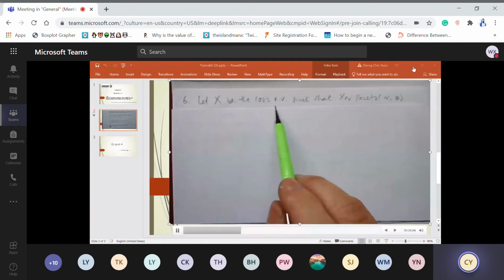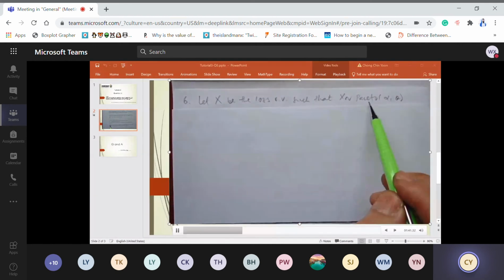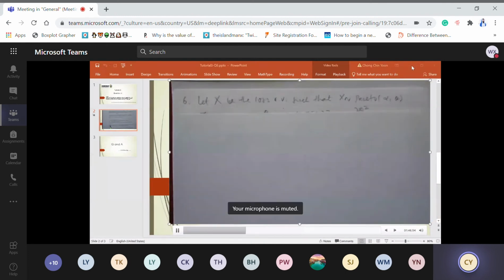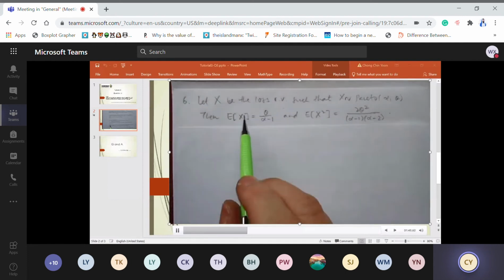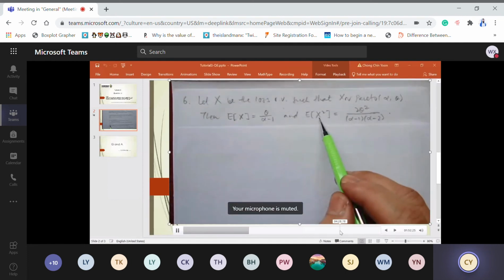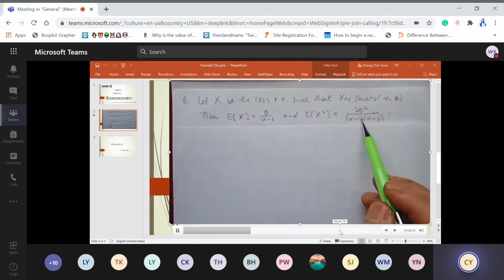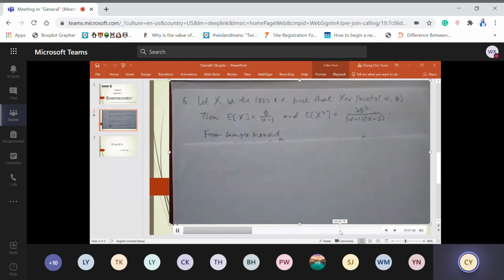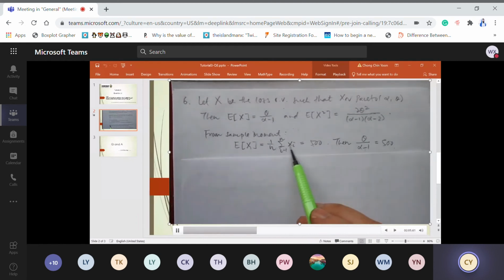Solution for number 6. Let X be the loss random variable such that X is Pareto distributed with the parameters alpha and theta. And from table C, we can have the first raw moment and the second raw moment in terms of alpha and theta. And from the sample moment, we will have the first raw moment, that is the expected value of X, which is equal to the summation of xi divided by n. And this is given by 500. So obviously this is equal to this and will give this result.